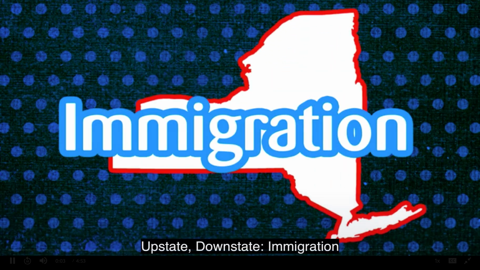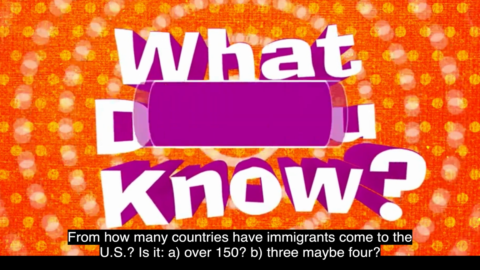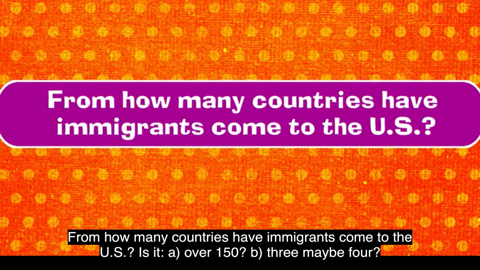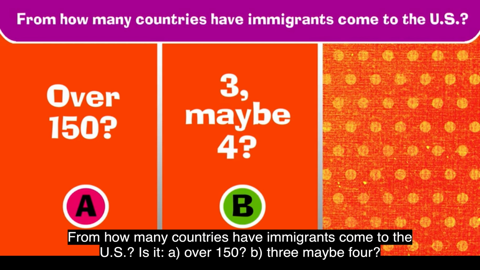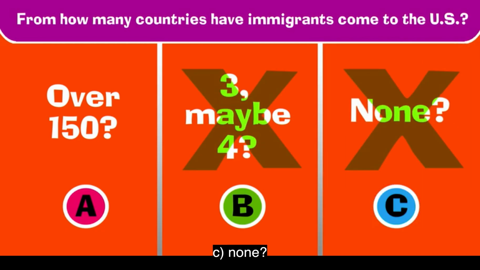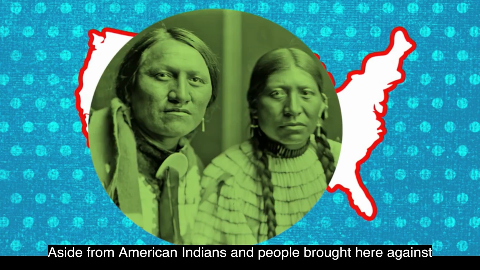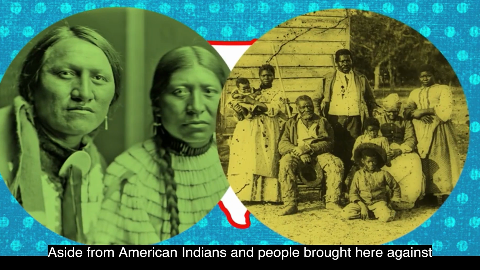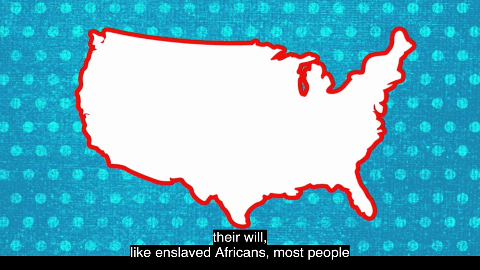Immigration. It's time to play What Do You Know? From how many countries have immigrants come to the U.S.? Is it A, over 150? B, 3, maybe 4? C, none? Over 150.